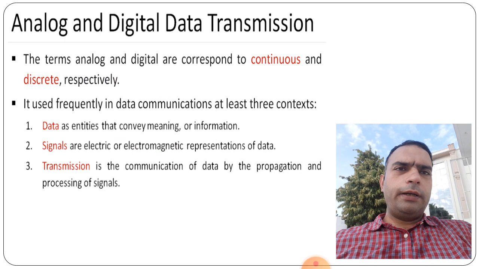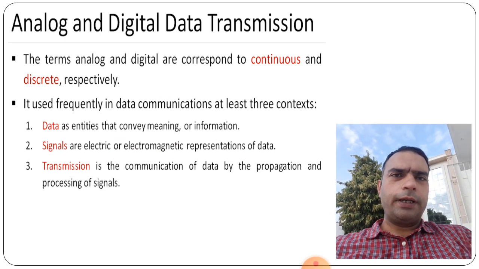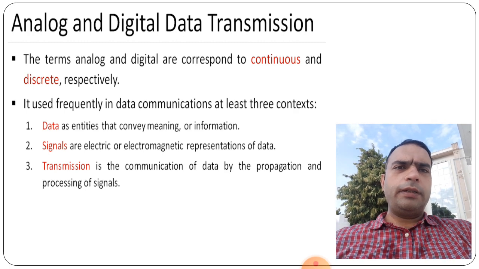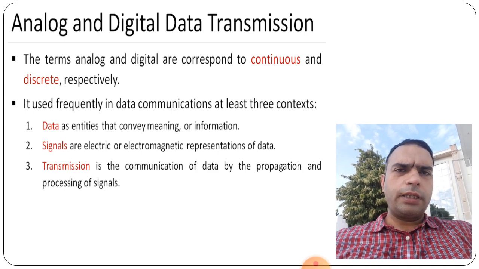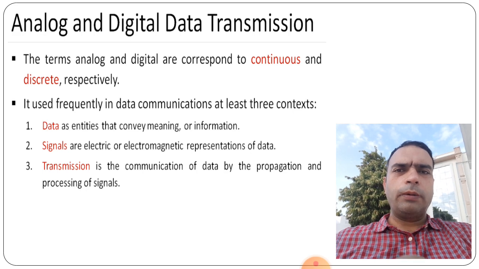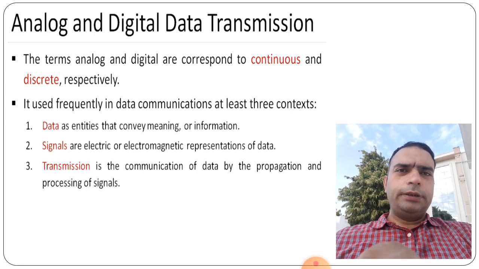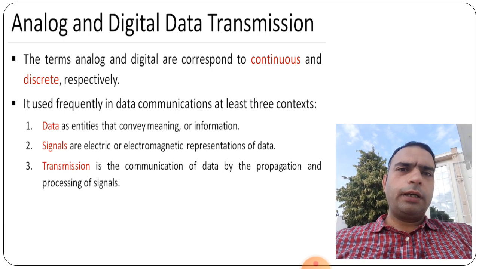Now analog and digital data transmission, how it happens, we will see here. The terms analog and digital correspond to continuous and discrete respectively. Analog is for continuous and digital is for discrete, changing at constant time over some period of time. It is used frequently in data communication in at least three contexts.